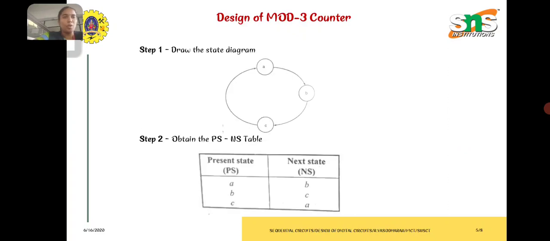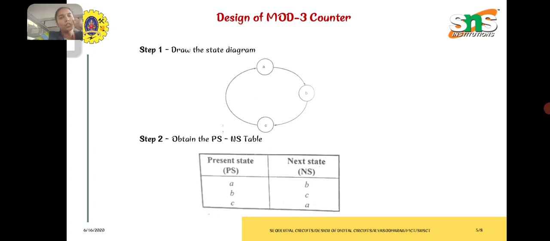So here we are going to design a mod 3 counter. A mod 3 counter has 3 states. So our question is: design a mod 3 counter. For this we have a step by step procedure. The first step is to draw the state diagram. As the name itself says, it is a mod 3 counter, so we have 3 states, A, B and C. We draw the state diagram like this.